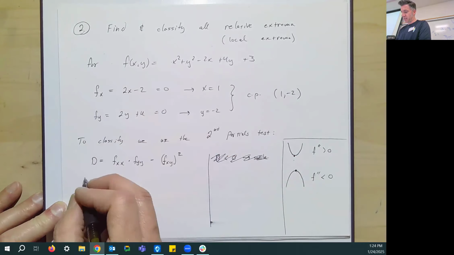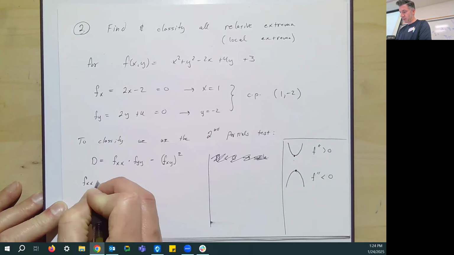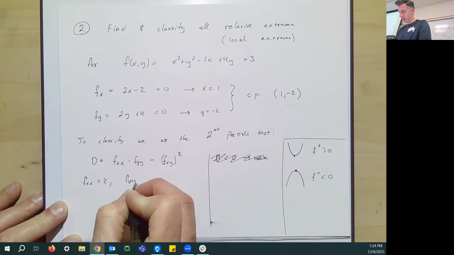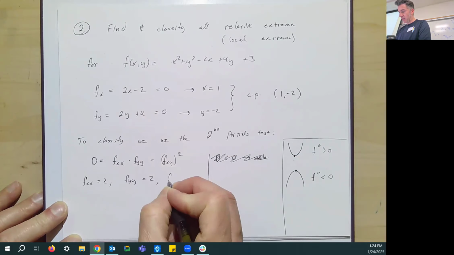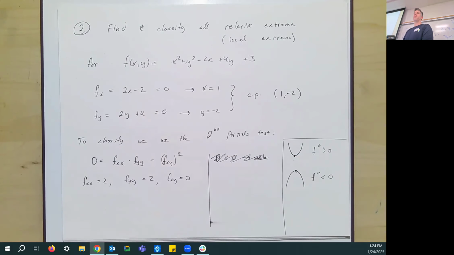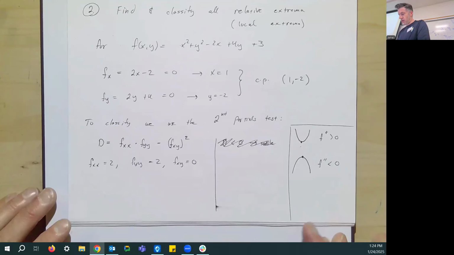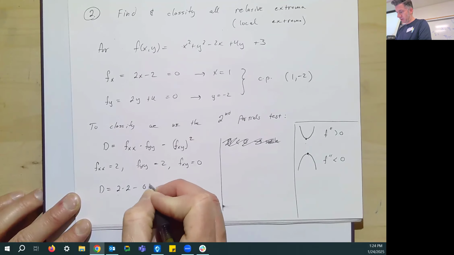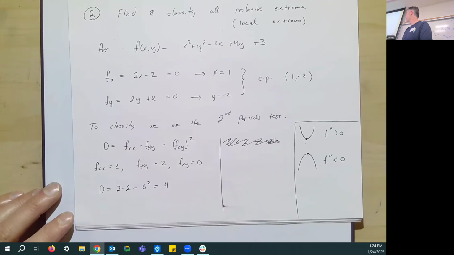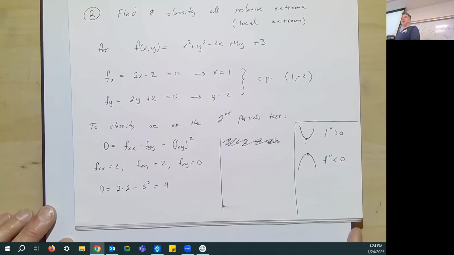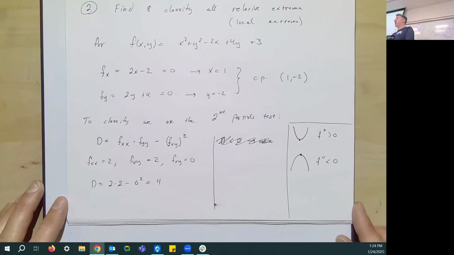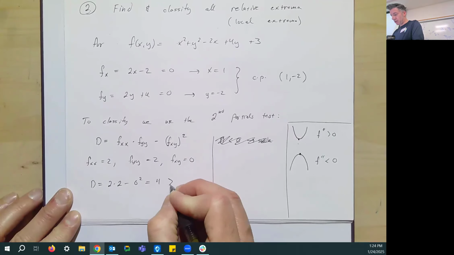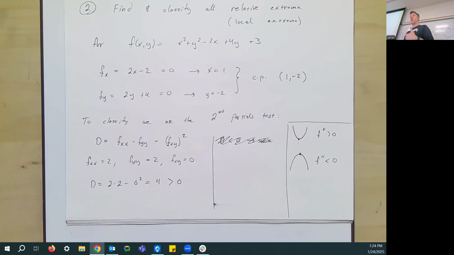So fxx is 2. fyy is also 2. And fxy is 0. All right. So our capital D is equal to 2 times 2 minus 0 squared, which is 4. If D is positive, and we'll write this down all in a minute, but if D is positive, which it is in this case, that means you either have a maximum or a minimum. So then you have to check one of your second derivatives.